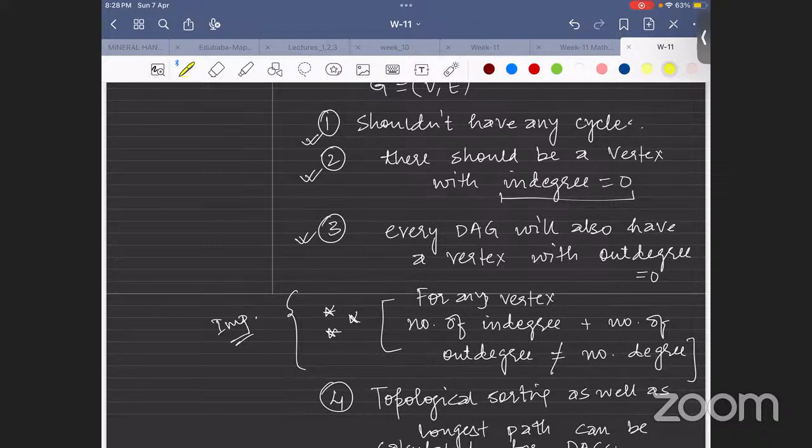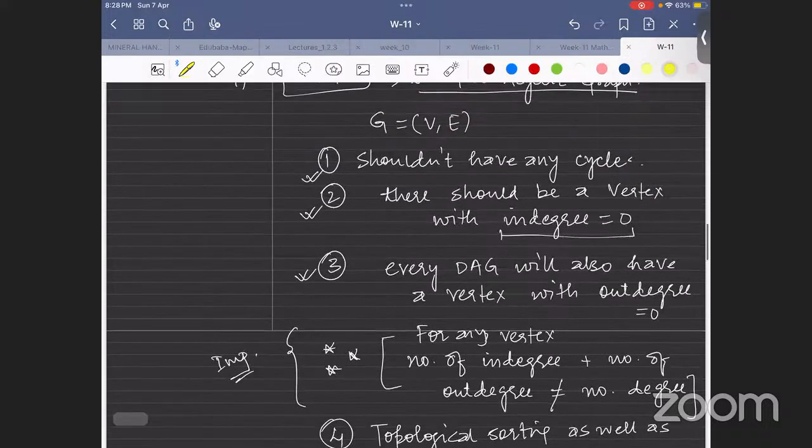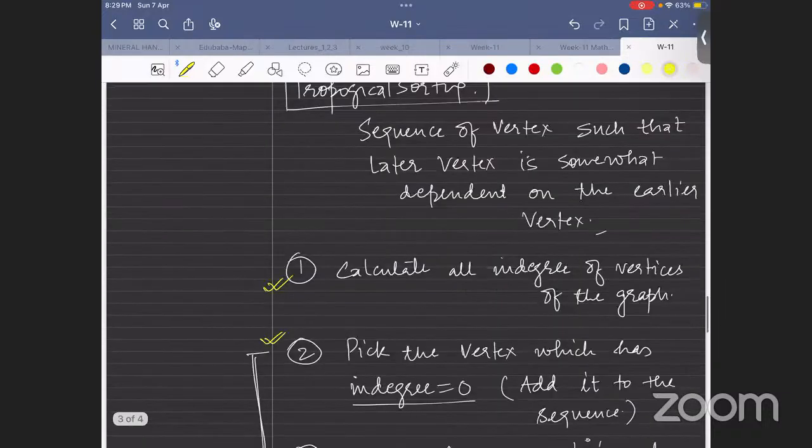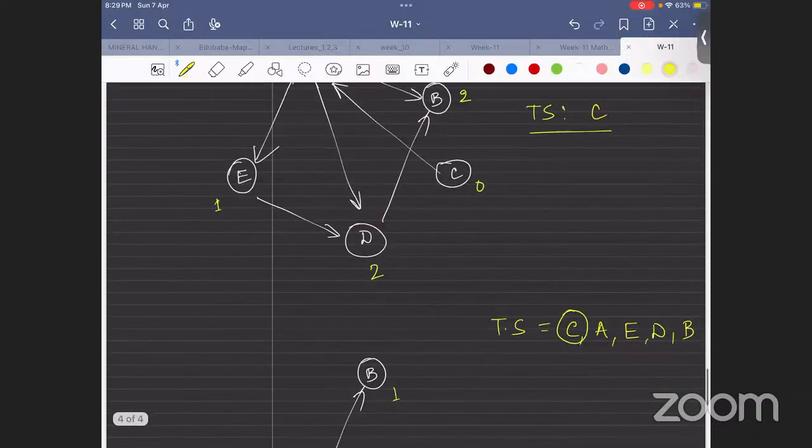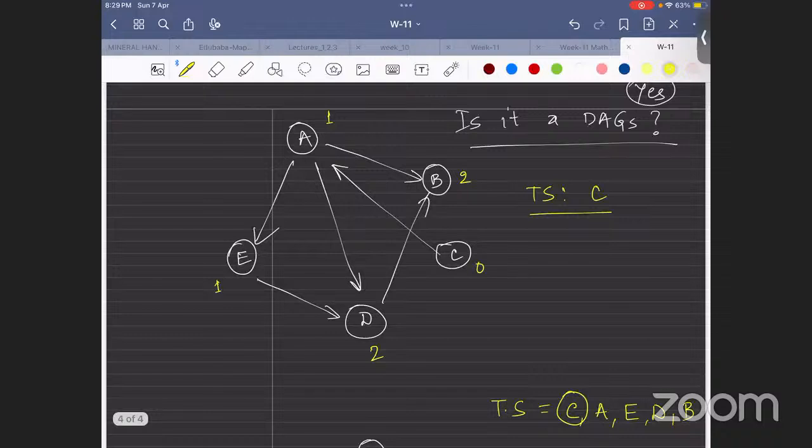Okay. These are the 3-4 properties that you should be checking in the DAG. Is it clear? One more thing in the DAG: whenever you are removing one vertex, after removing that vertex, you'll see that in the next step you'll be getting a DAG only, an acyclic graph only.